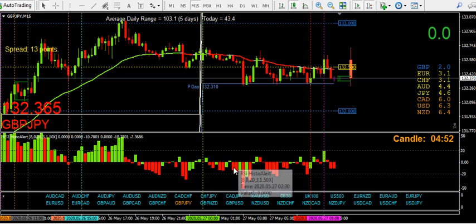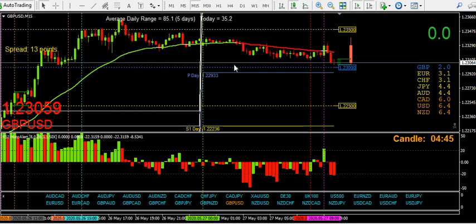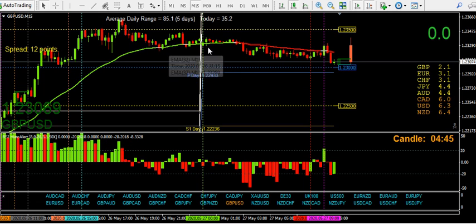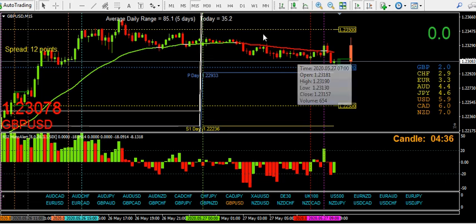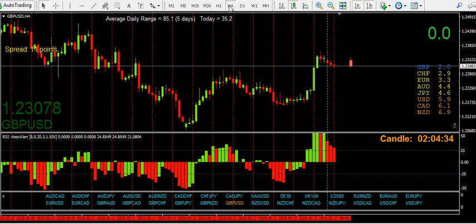So cable this morning. I did take a couple of trades overnight because I couldn't sleep, but I won't go into those at this point. Winning trades as well, mostly cable. So we can see this is cruising on down. We've got an H4 below us there. That's the reversal candle.